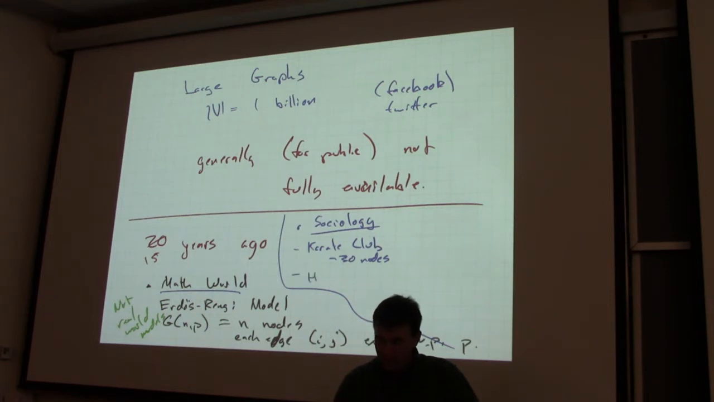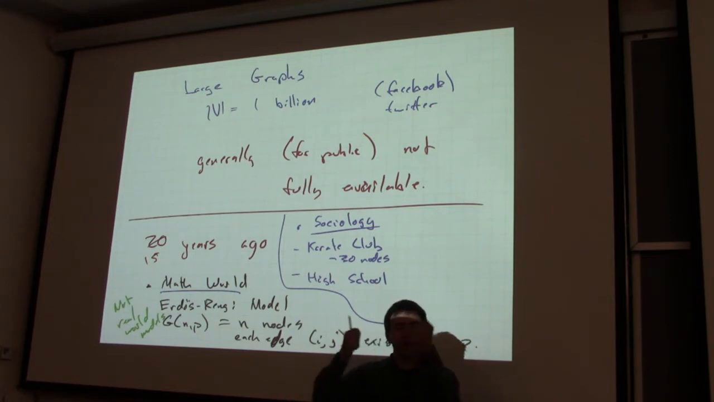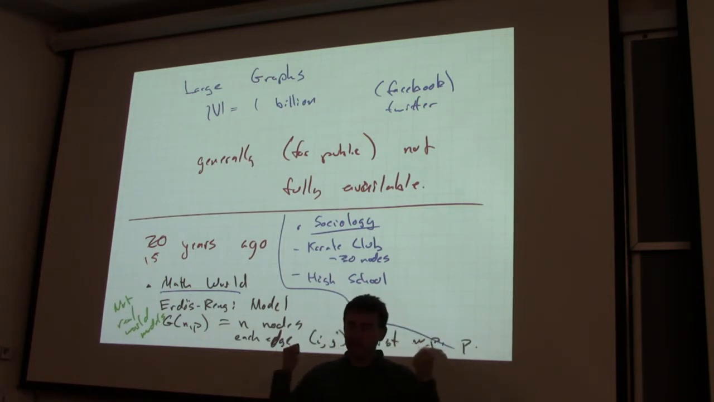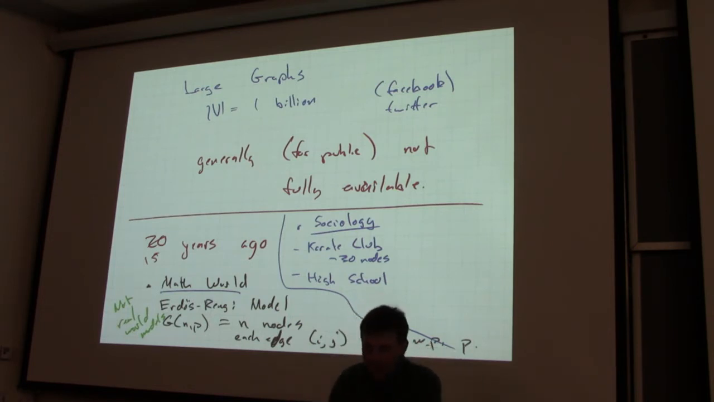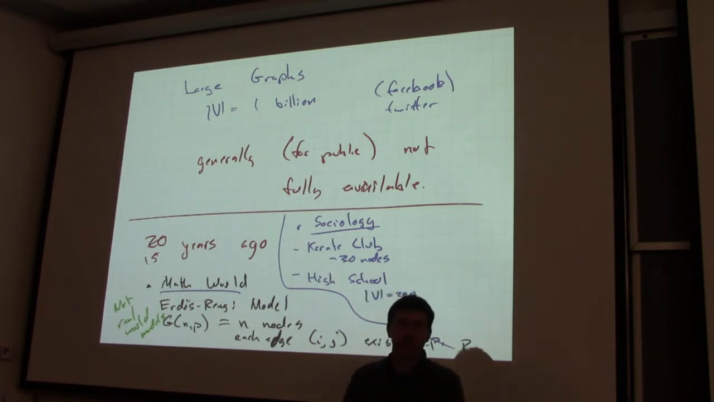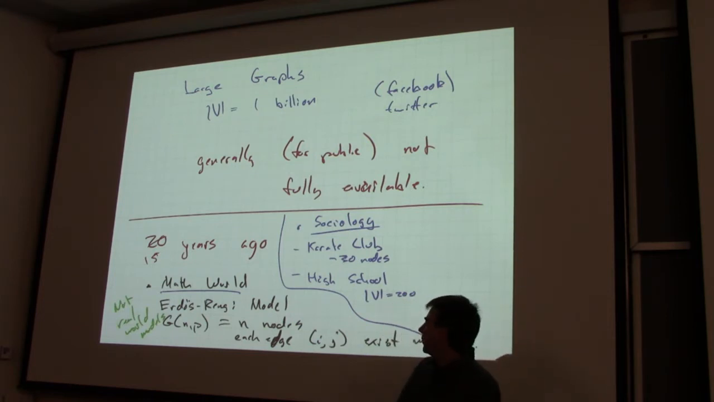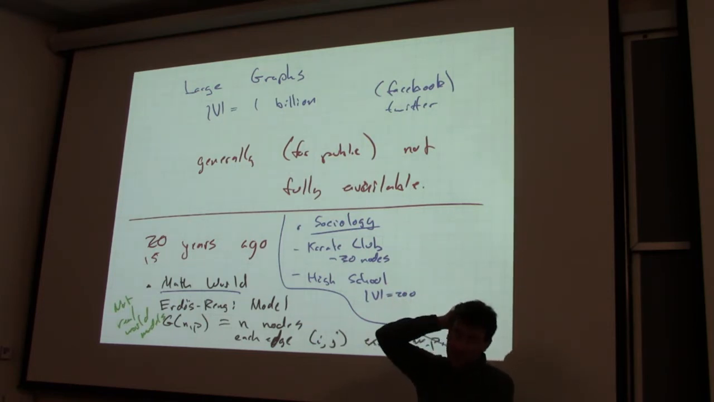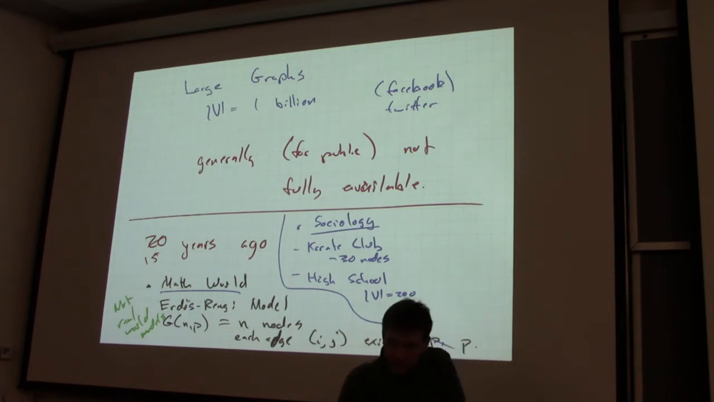There are also cases where you would go to a high school and look at the friends in the high school, and some sociologist would painstakingly interview all these people to understand how these edges were connected. This was a lot of work, and the size of V was maybe 200. Okay. So these are pretty small scale graphs, and they were really a pain to collect.